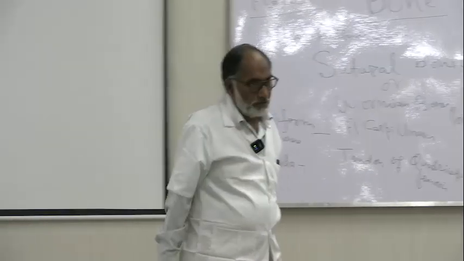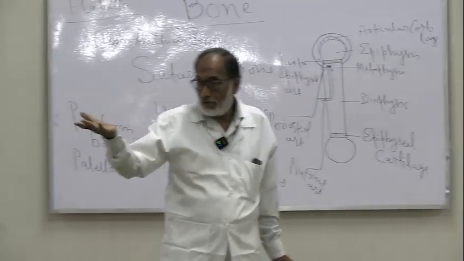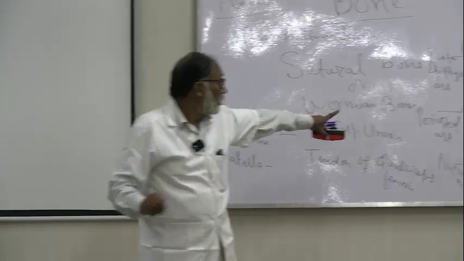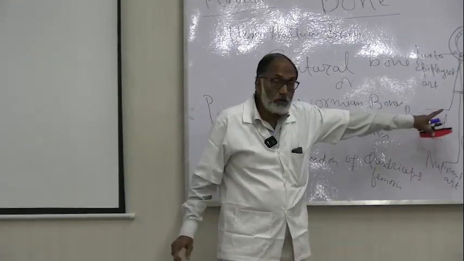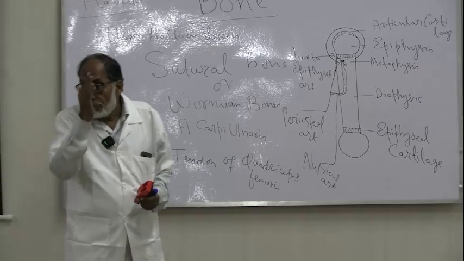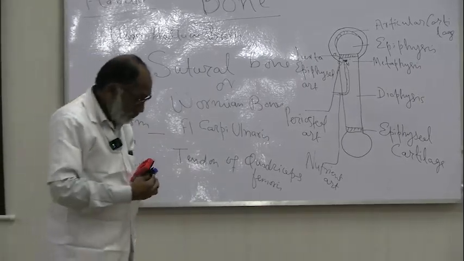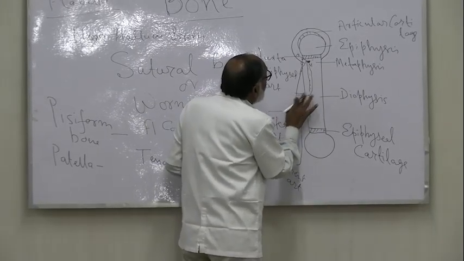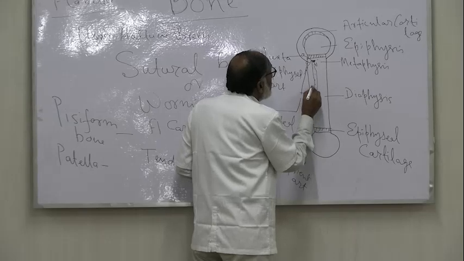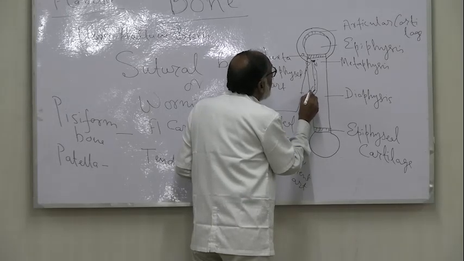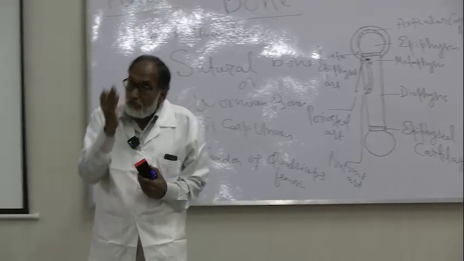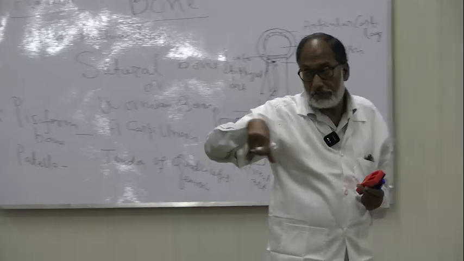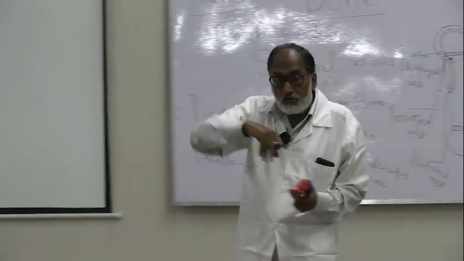তো গ্রোয়িং এন্ড কিভাবে চিনবি? বোনস যদি দেখিস, বোনসে দেখবি যে নিউট্রিয়েন্ট আর্টারি যেখান থেকে ঢুকছে, সেই ফুটোটা দেখতে পাবি। সাপোজ এখানে একটা নিউট্রিয়েন্ট আর্টারি ঢুকেছে, তাহলে নিউট্রিয়েন্ট আর্টারি দেখে বুঝতে পারি। You can see the direction of the nutrient artery. The opposite side of the nutrient artery will be the growing end.